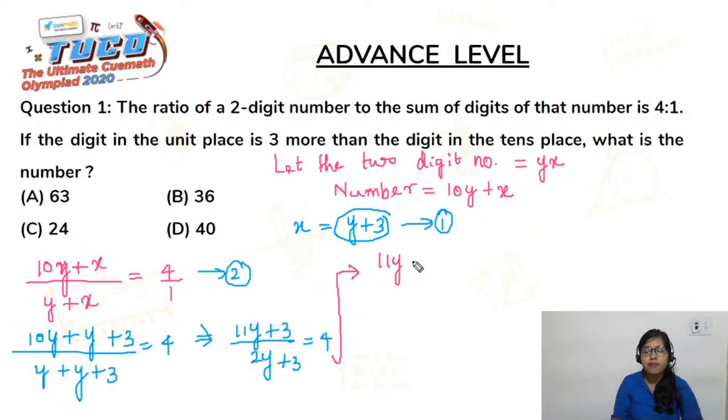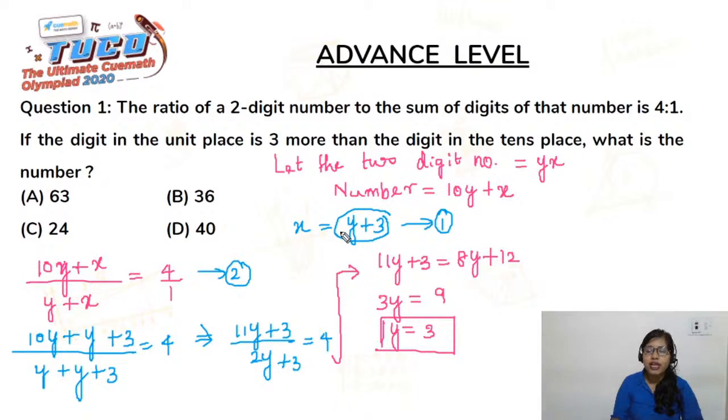So 11y plus 3 is equal to 4 times 2y plus 3, which is going to give us 8y plus 12. So 11 minus 8 gives us 3y and 12 minus 3 gives us 9. So y is going to be 9 divided by 3, which is nothing but 3 alone. So now if y is 3, what's the value of x? The value of x would be 3 plus 3, which is nothing but 6.